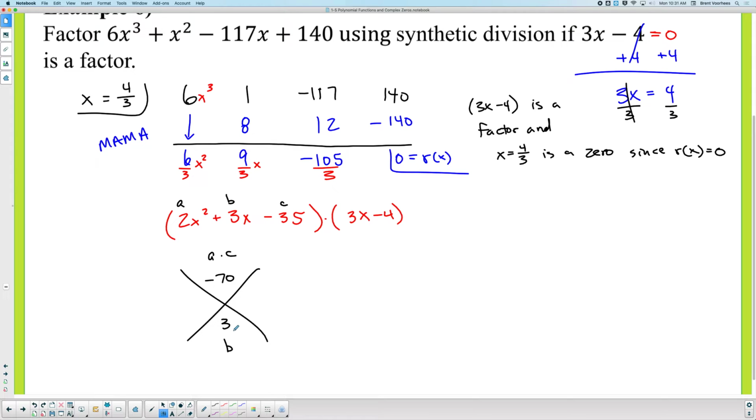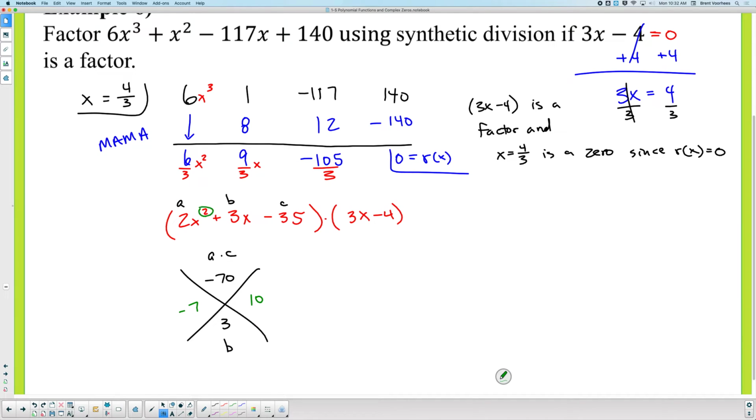2 and 35? No. 3 doesn't go into 70, 4 doesn't go into 70, 5 does, 14 times. 5 and 14? No. 7 and 10? Yeah. It's 7 and 10. Once you know those are 3 apart, it's got to be 7 and 10. How do I get a positive 3? Negative 7. 10 minus 7.